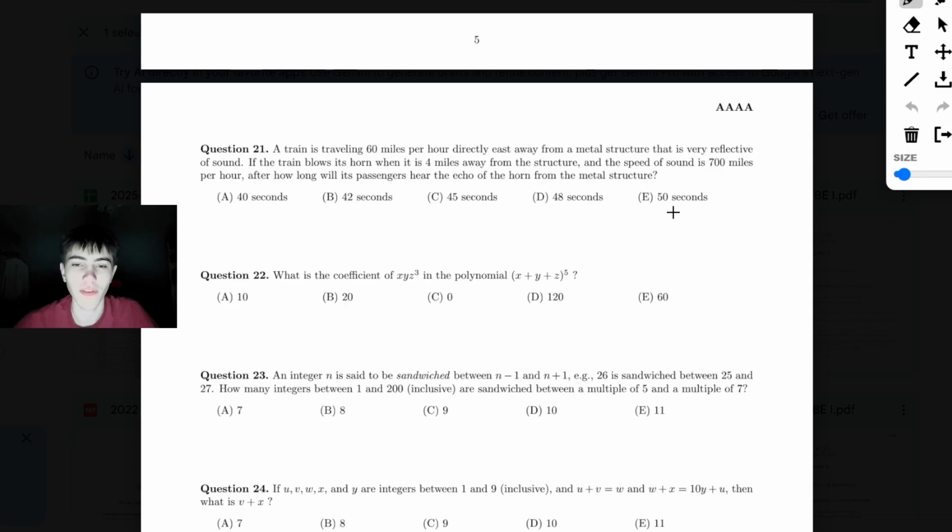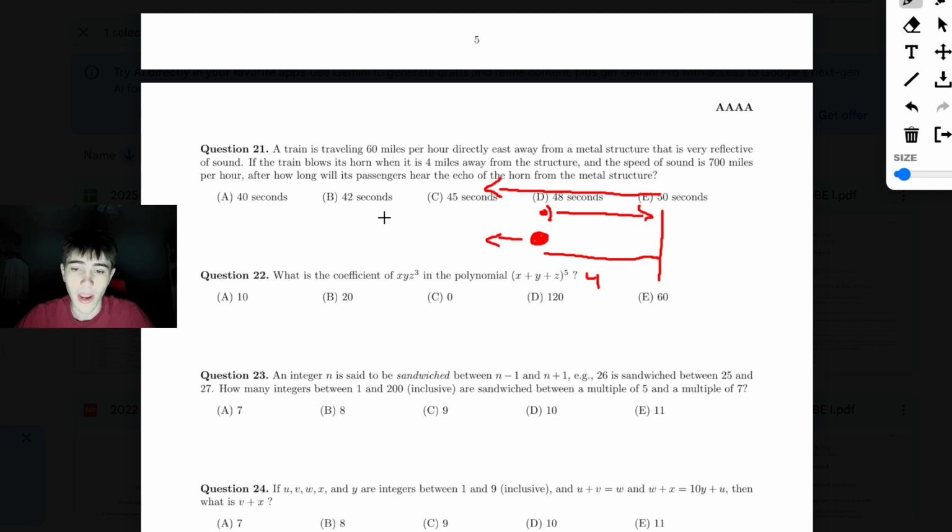Okay, question 21. If you read this question, the train is traveling 60 miles per hour, sound is 700 miles per hour, and the train honks the horn when it's 4 miles away from the structure. The train keeps moving, the structure bounces the sound back, and at some time later, they meet. The question is how many seconds until the train hears the sound.